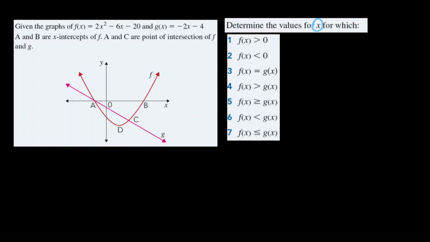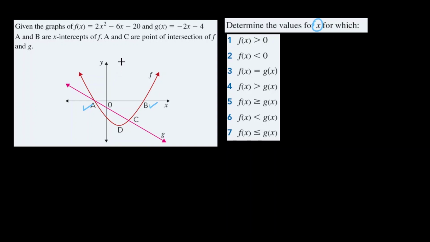In these questions, first and foremost, you'll be given two graphs f and g, you're given the equations of them, and the question says determine the values of x for which, meaning that you'll be using x values to answer all of these questions. So it's always wise to find all the x values. The x values we need to find are the x value for a, the x value for b, and also the x value for d.